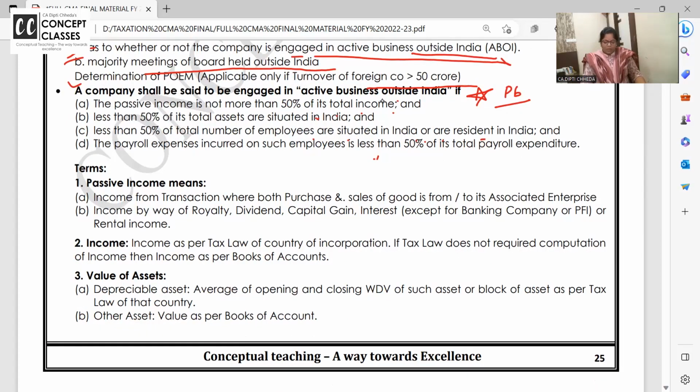Chalo. Passive income means income from transactions. Passive income should be less than 50% of total income. So what is passive income? Transactions where both purchase and sale of goods are from its associate enterprise. If purchase and sale are with an associate enterprise, then whatever income arises from that transaction, that is passive income.